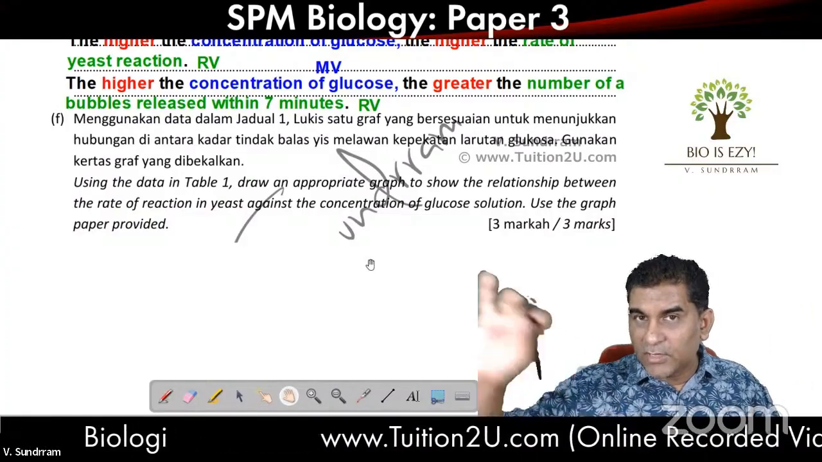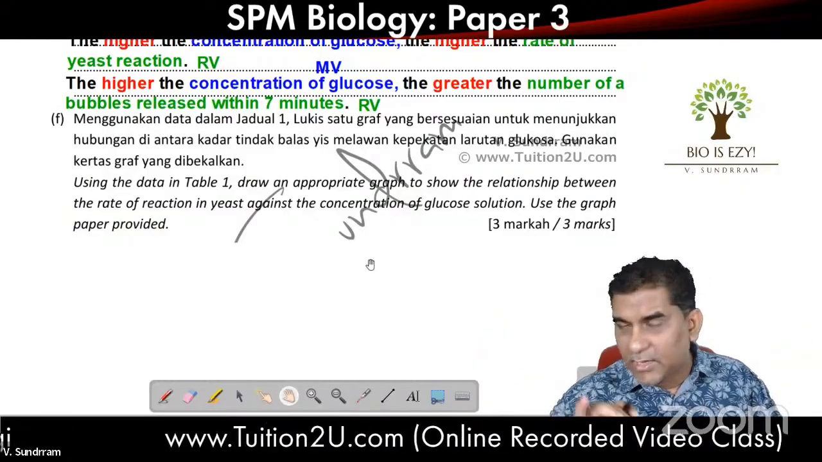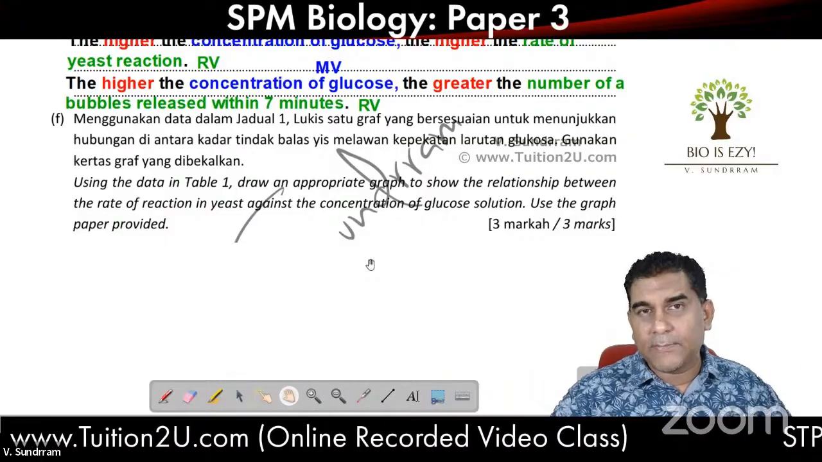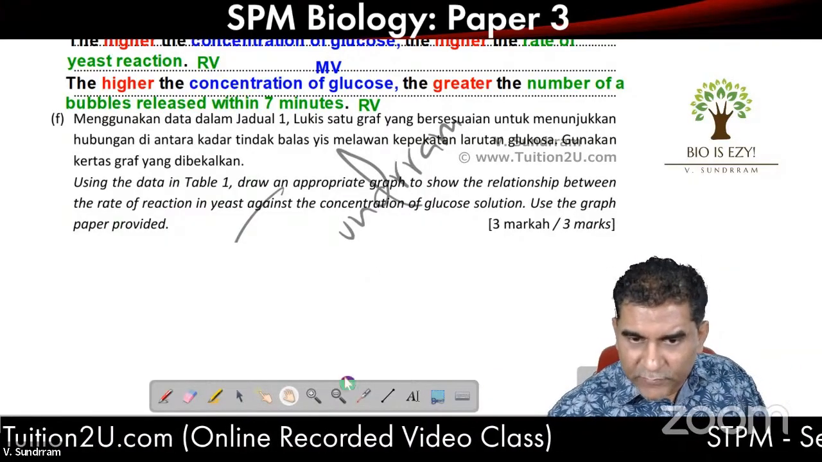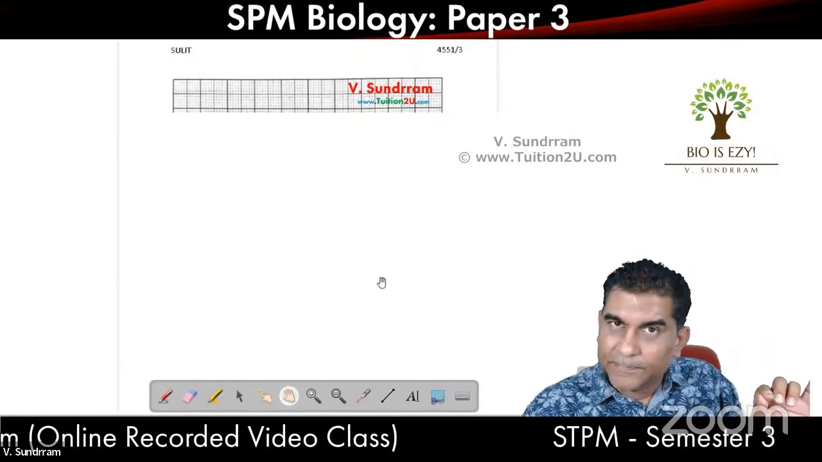Now, before you can even draw the graph, complete the 2 marks first. Many students don't do that. They are so focused on drawing the graph, they don't do the X and Y properly, and end up they lose 2 marks. So the first thing you need to do is choose the right scale.